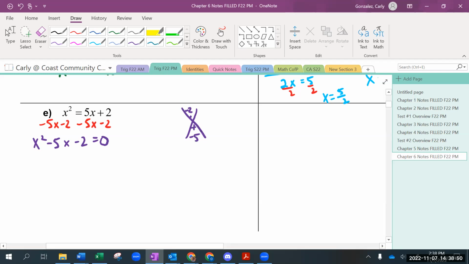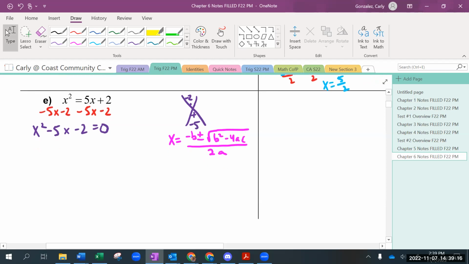So this is not factorable over the rationals. So what we can do is go ahead and use the quadratic formula. To find x, we can plug in -b plus or minus the big old square root of b squared minus 4ac, all over 2a. And that will give us our solutions to this quadratic equation.